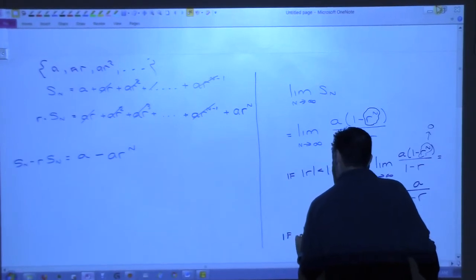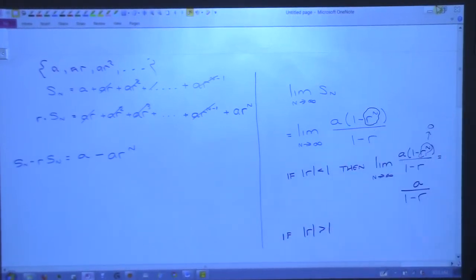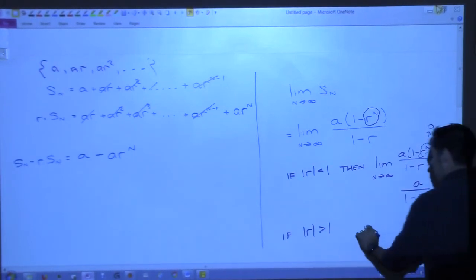Now, what if the absolute value of r is greater than 1? Then what would happen? Just think about if you put a number in here that's bigger than 1 and start raising it to bigger powers. It's going to blow up, right? And this whole thing will become infinite. And 1 minus r will be a fixed number. And then you'll have this divergence. So it diverges.